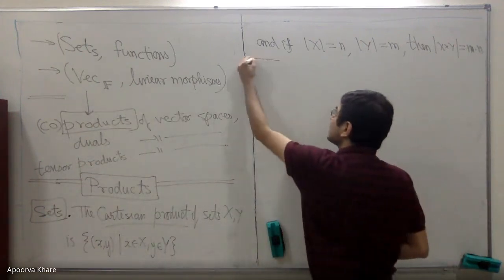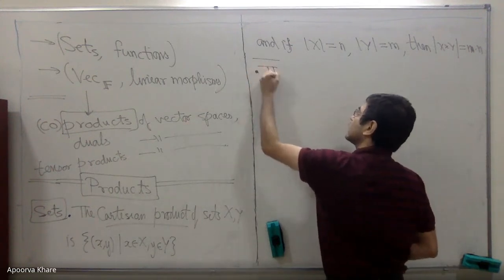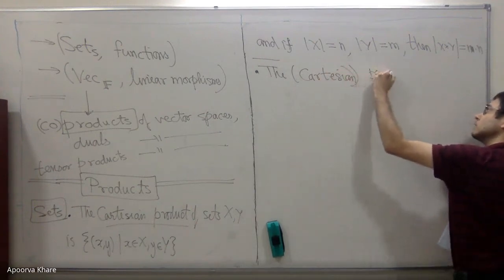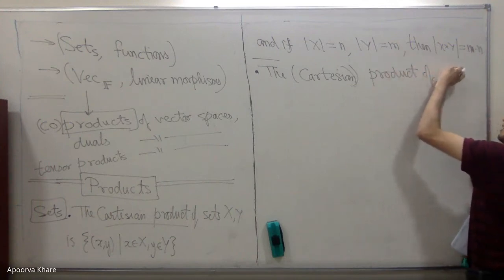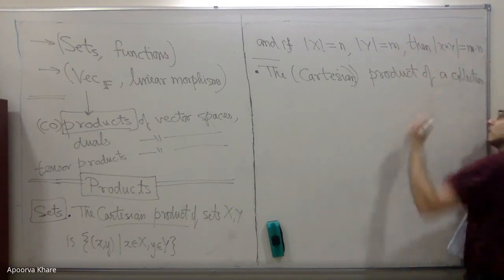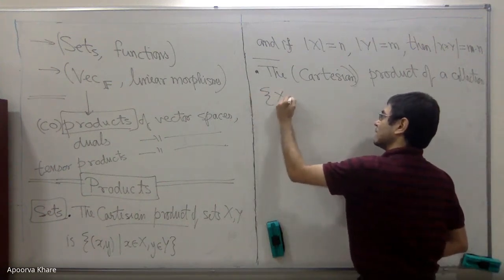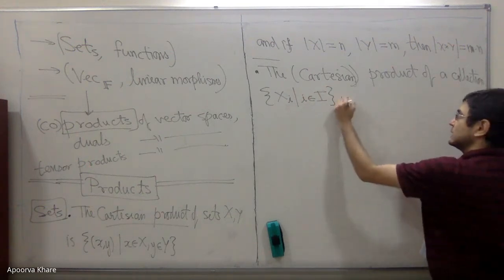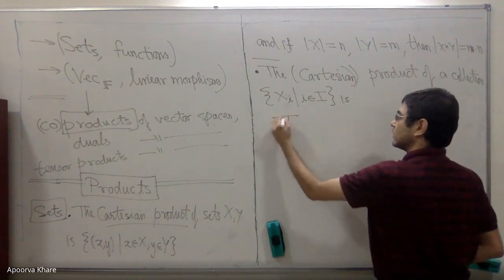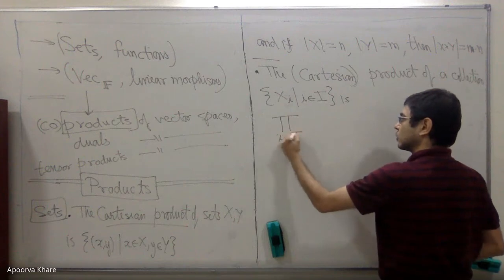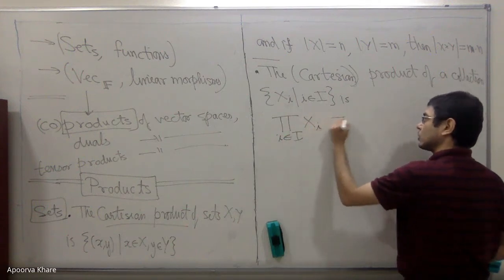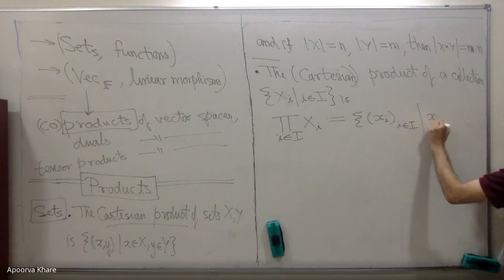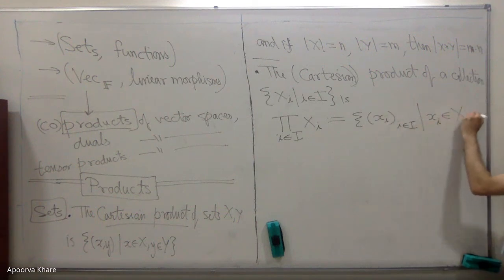Let me write down the product of an arbitrary collection of sets. Similarly, the Cartesian product of a collection x_i, i in I, is given by, so you can just write this down like this. You can define this to be the set of all tuples such that the ith coordinate belongs to the ith set.